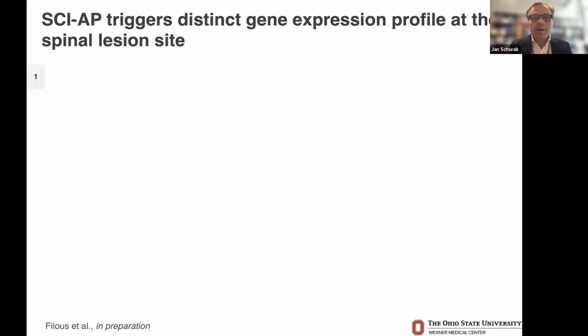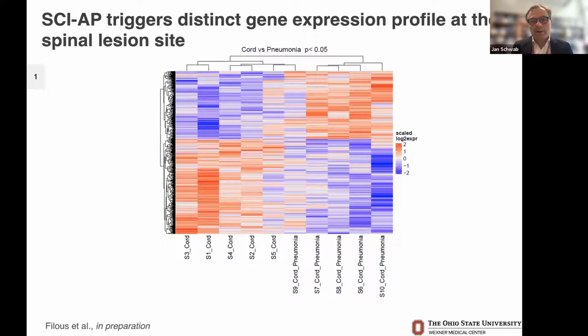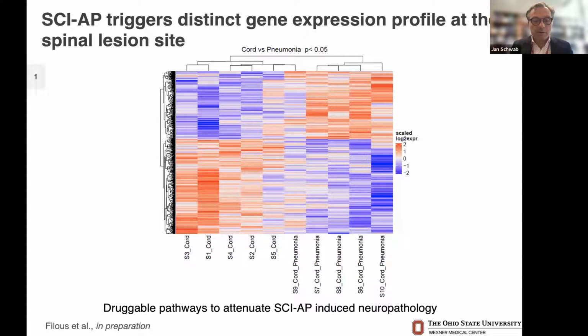With the lesion milieu changed as a consequence of this pneumonia, we of course would like to know more about what specific cascades are triggered due to this pneumonia, and for that we ran bulk RNA sequencing. As you can see here, the spinal cords of these pneumonia animals are quite different, indicating specific signal pathways being up- or downregulated. And we would like to dive into that more to learn about potentially druggable pathways, which may help us to attenuate this spinal cord injury-associated, pneumonia-induced neuropathology.